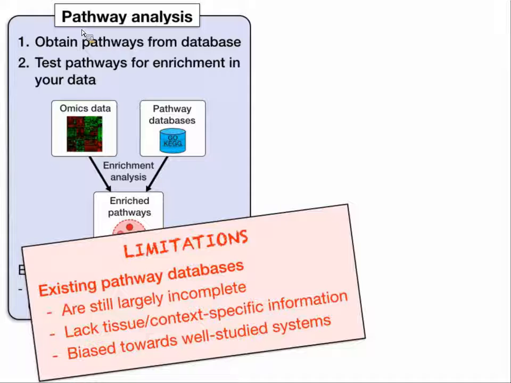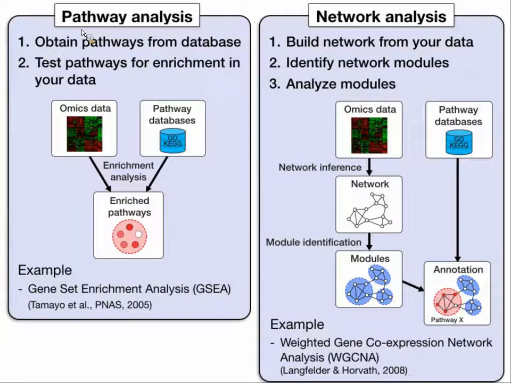That's, of course, a useful analysis, but the limitation is that you're really relying on the existing known pathways, and we know that these pathway databases are definitely incomplete, and especially, as I mentioned before, they often lack tissue and context-specific information, and they're very heavily biased towards well-studied genes or well-studied model systems. So an alternative approach is network analysis, where you build a network from your data, then identify network modules as a de novo way to predict pathways.